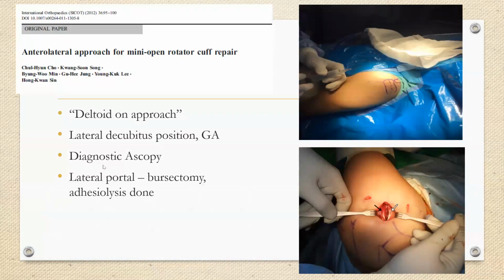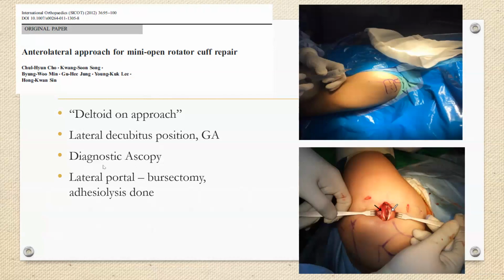The next technique is the anterolateral mini-open approach. This is again similar to the lateral portal extension approach, where the deltoid insertion is preserved. This is done in the lateral decubitus position, with the patient under general anesthesia preferably.